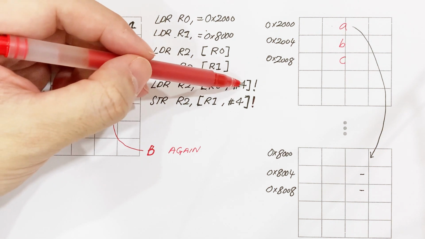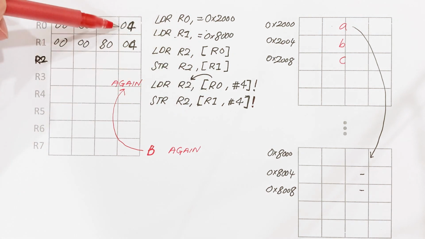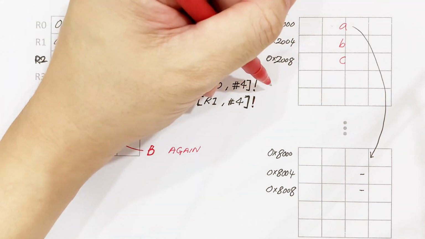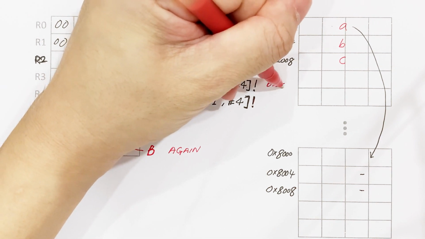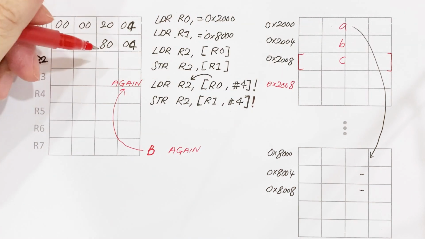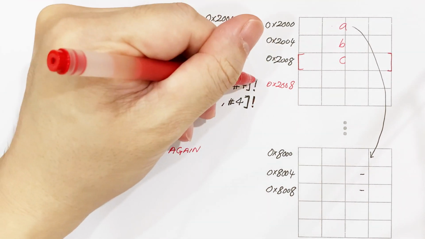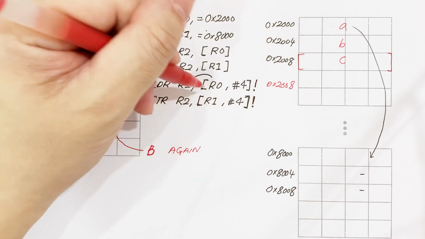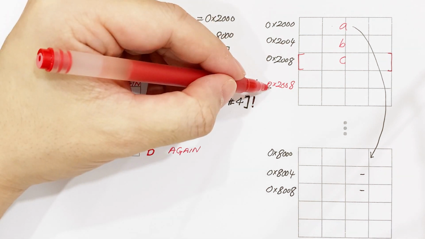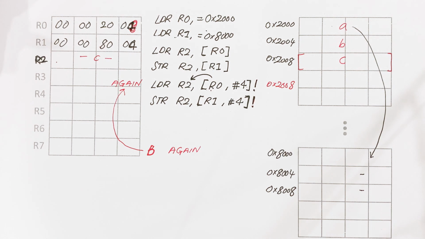R0 plus 4 is the new address. So currently R0 is already 2004. So when we add 4, the address is 2008. So it's where C is, and we move C to R2. So with the pre-index mode, R0 instead of 2004 will be replaced by the new value, which is 2008.